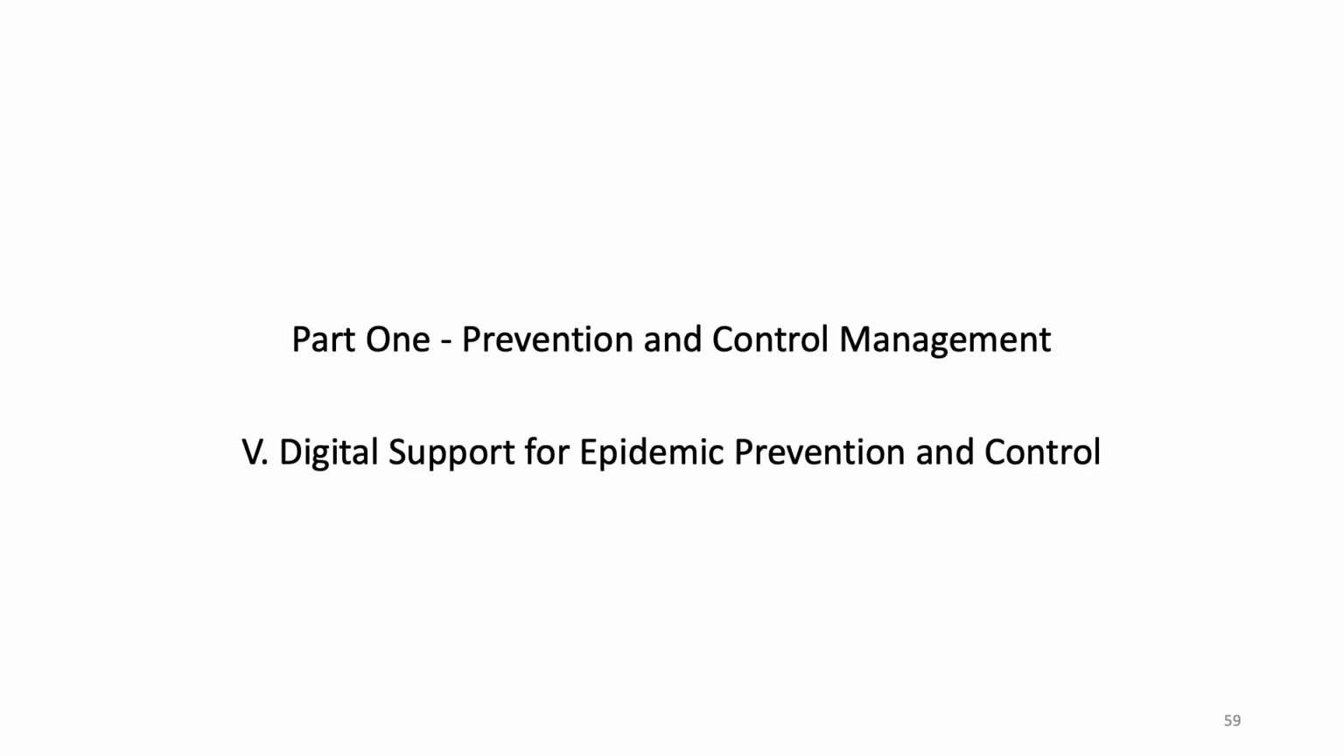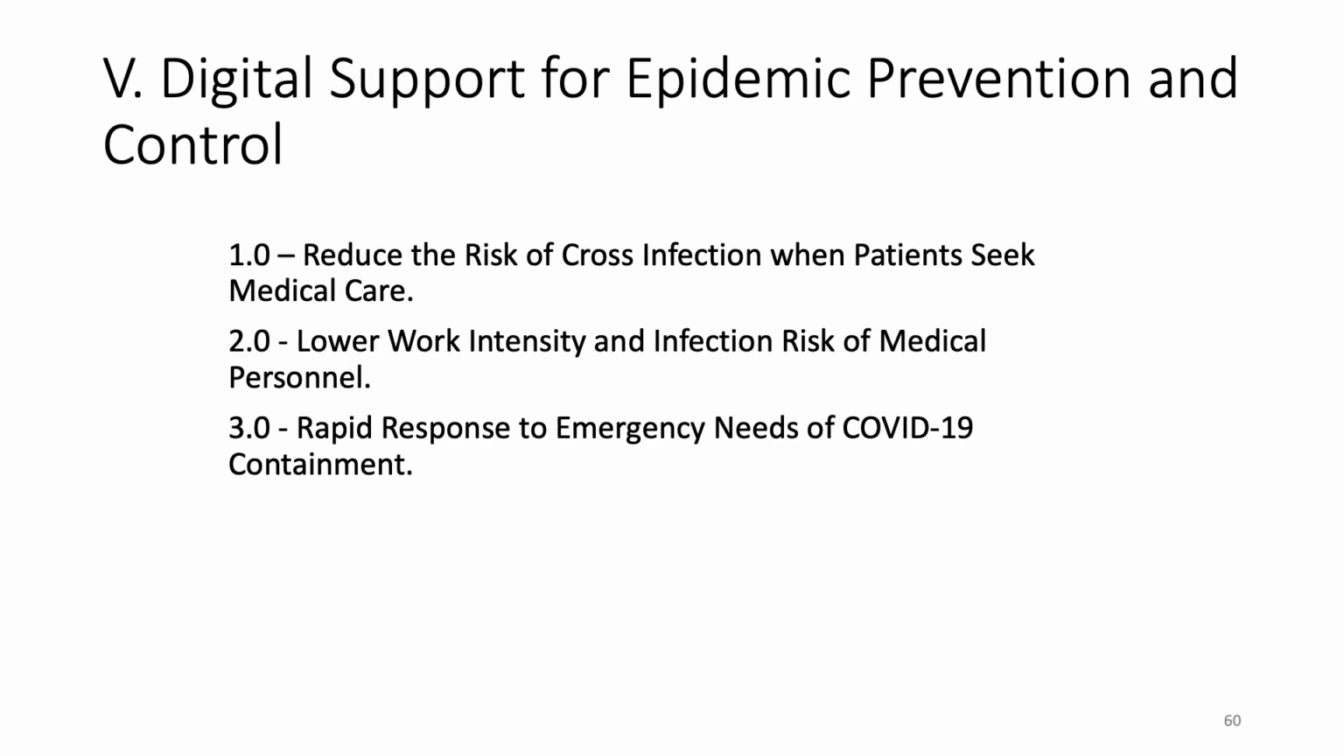So we now come on to the 5th section of part 1 of the handbook, which is digital support for epidemic prevention and control, which is divided into 1.0, reduce the risk of cross-infection when patients seek medical care. 2, lower work intensity and the infection risk of medical personnel. 3, rapid response to emergency needs of COVID-19 containment.